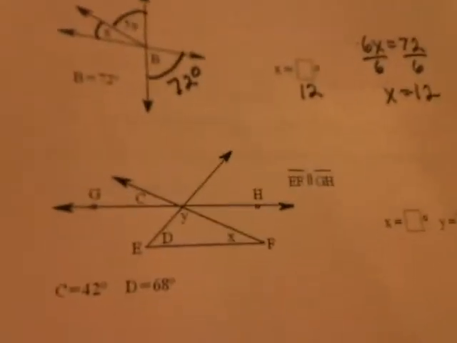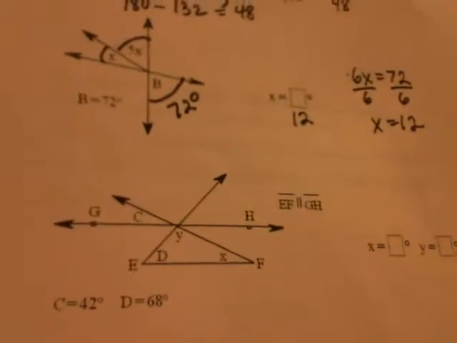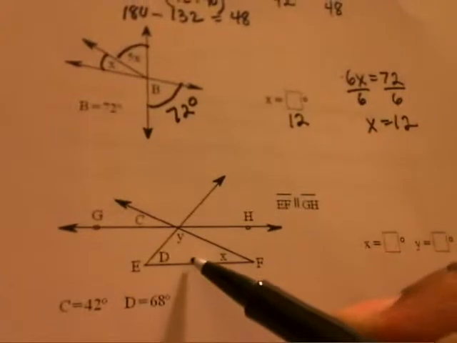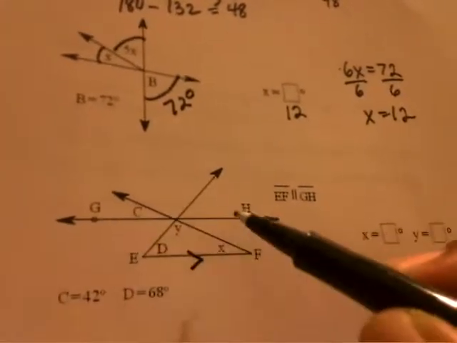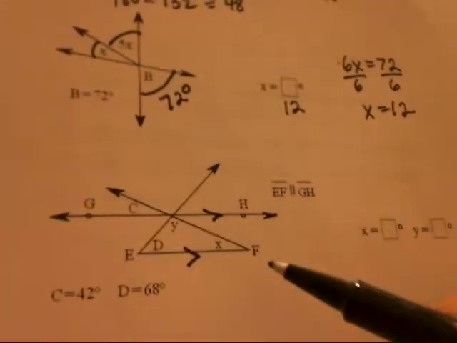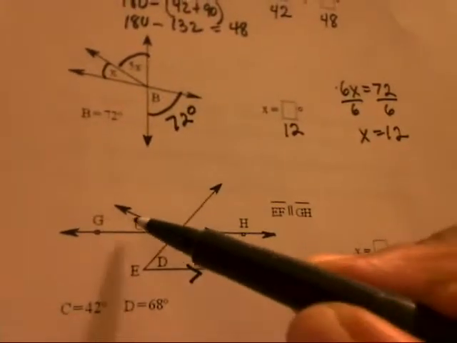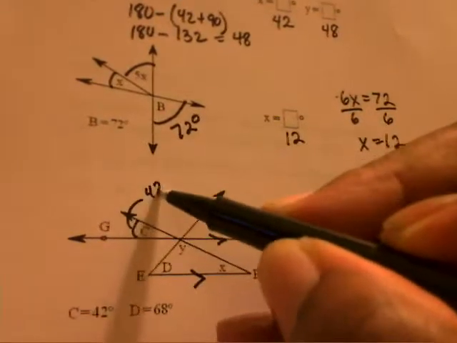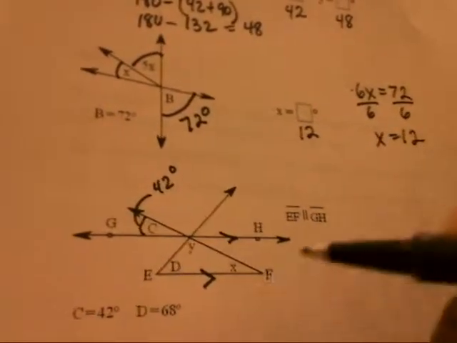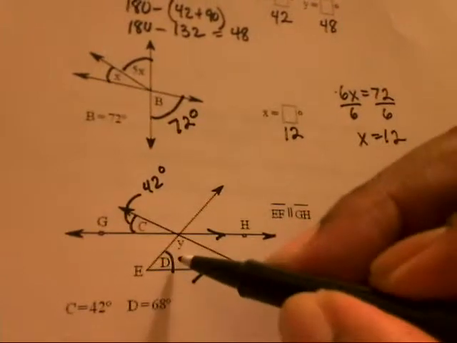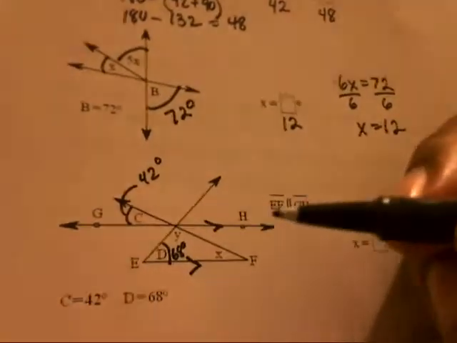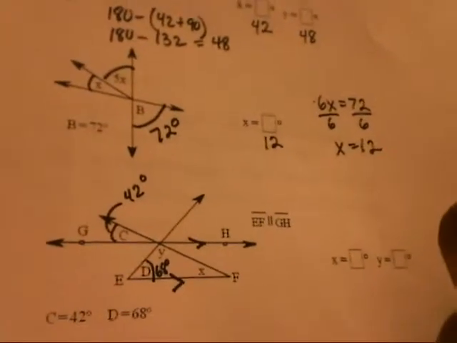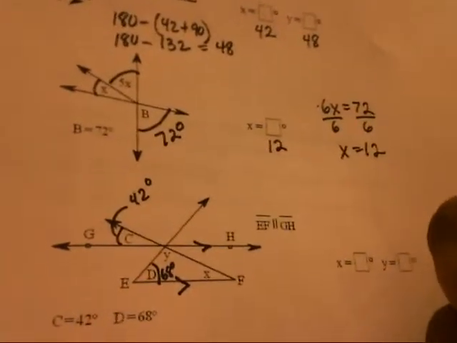Alright, now let's take a look at this figure right here. We're told that EF is parallel to GH. Here's EF, and that's parallel to GH right here. And we're told the measure of angle C, which is this angle here, is 42 degrees. And the measure of angle D, that's this angle here, is 68 degrees. And we want to find the measures of those angles here.